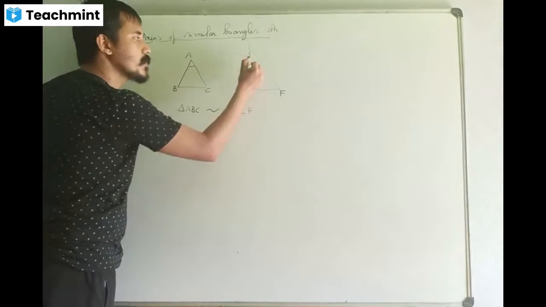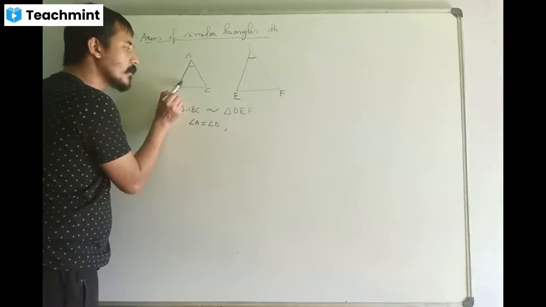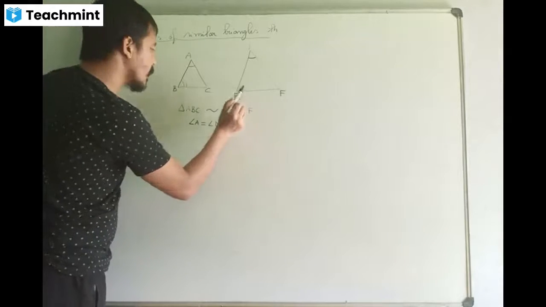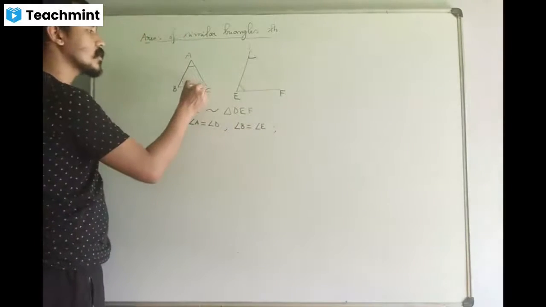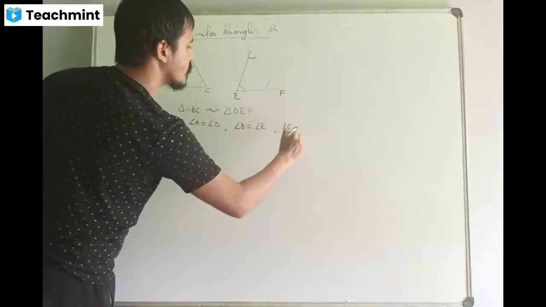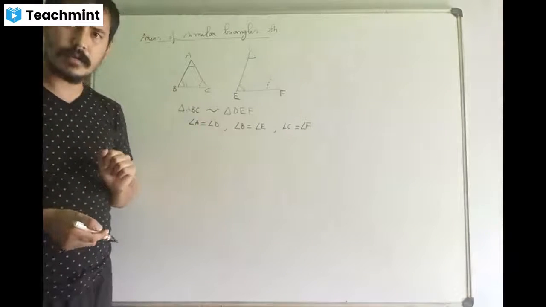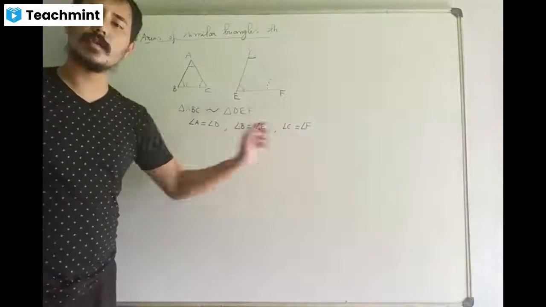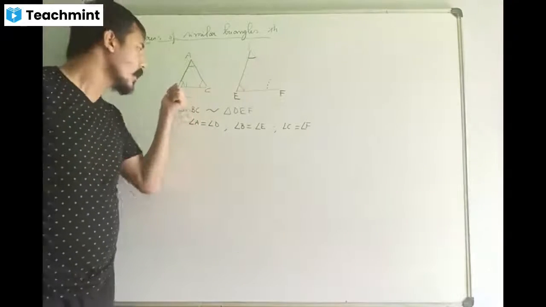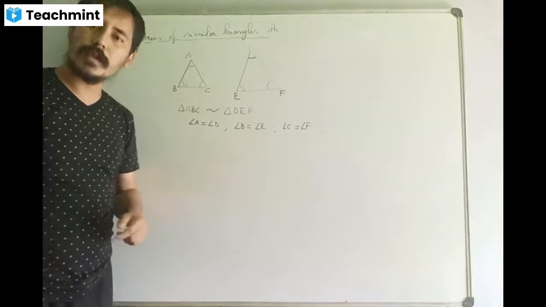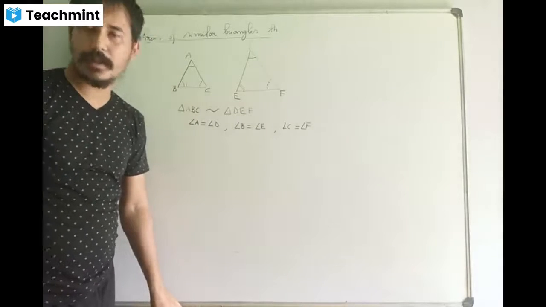Here, angle A corresponds to angle D, so angle A is equal to angle D. Angle B corresponds to angle E, so angle B is equal to angle E. And angle C corresponds to angle F, so angle C is equal to angle F. So remember, if two triangles are similar, then all their corresponding angles will be equal. All right? That is the first thing.